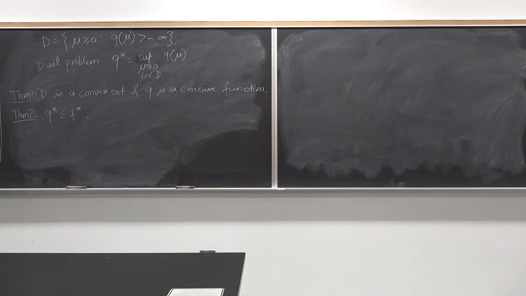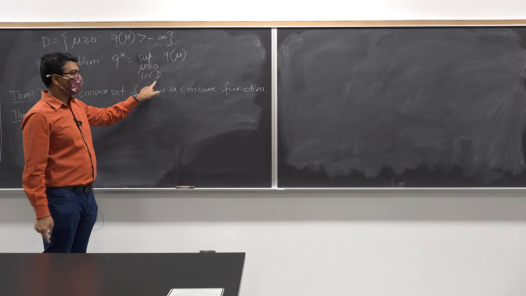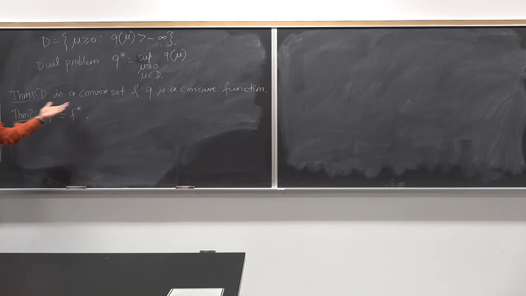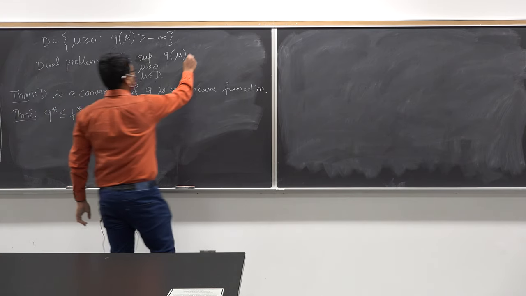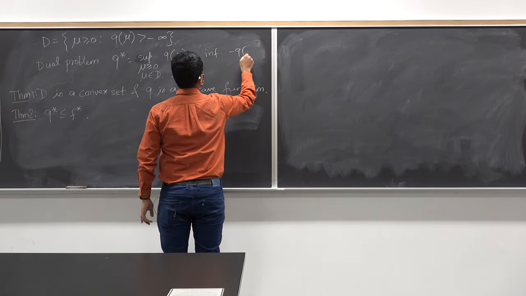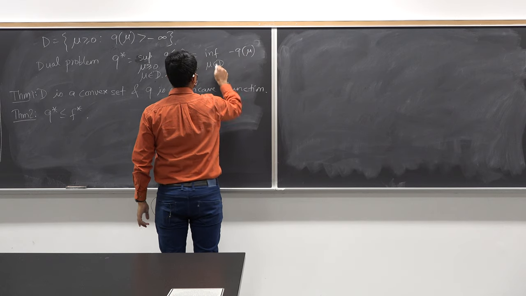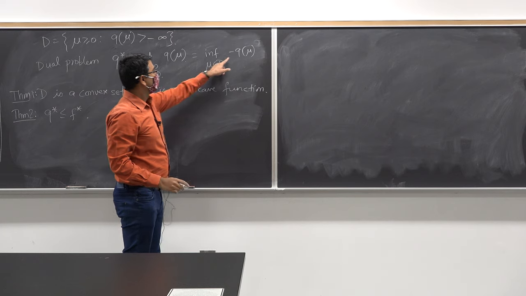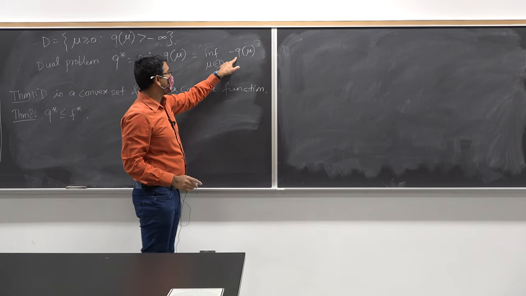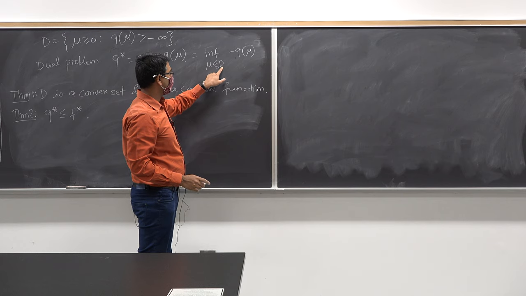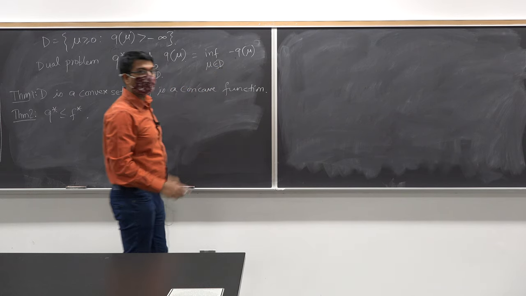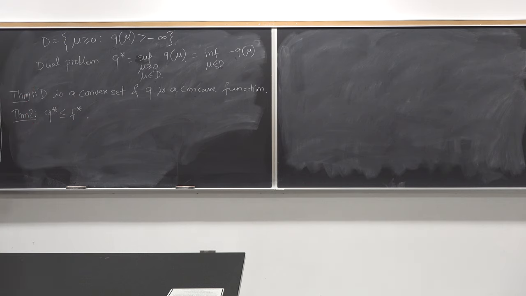Okay. So what does theorem 1 tell us about the dual problem? I am maximizing a concave function over a convex set. What kind of problems are these? So what do you call such problems? They are convex optimization problems, right? Because I can write it as minimizing minus q. So q is concave, so minus q is convex. You have a convex set. So you're actually solving a convex optimization problem when you're solving the dual problem.